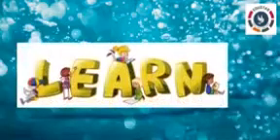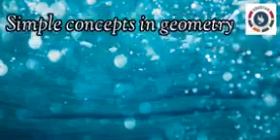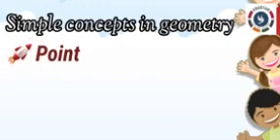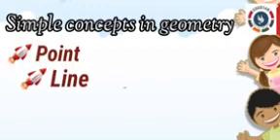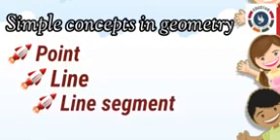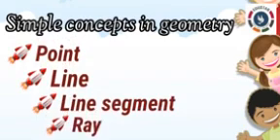Okay, children. Today we are going to learn about simple concepts in geometry. The basic geometrical concepts are dependent on 4 key elements. They are the point, line, line segment and ray.